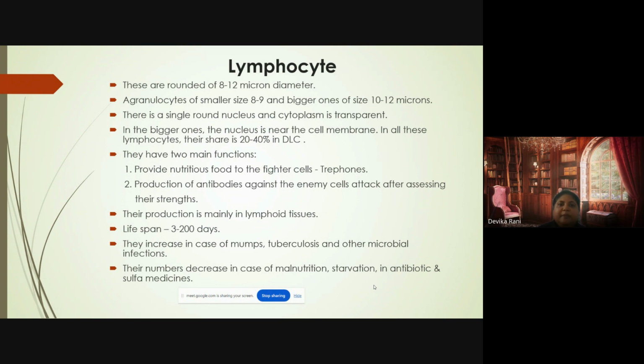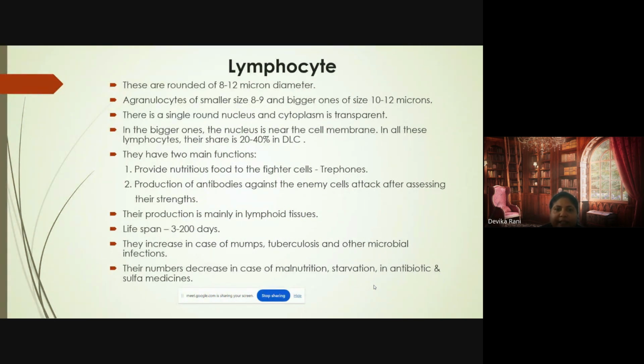Now, they have two main functions. They provide nutrition to the fighter cells, and they produce antibodies against the enemy cells after assessing their strength. So, they fight. And we'll read about them a little more after some time. Their production is mainly in lymphoid tissues. Please remember that for lymphocytes.